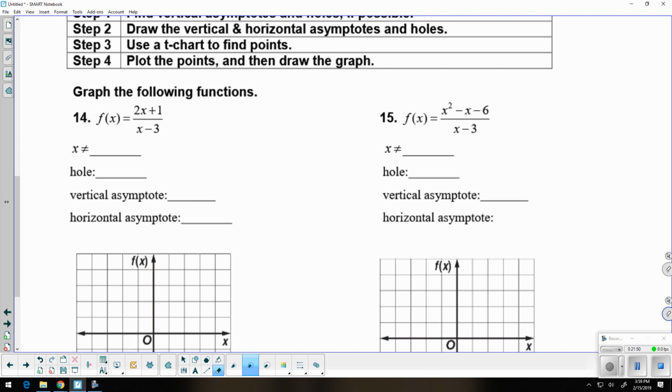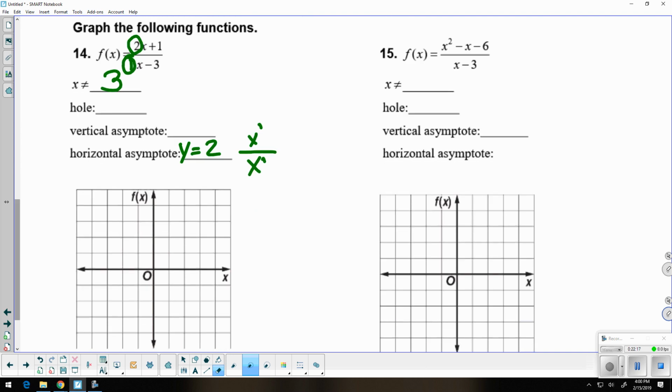All right, so for the first one, first of all, what makes this undefined? x = 3. Again, let's find the horizontal asymptote before anything else. So compare your two degrees. You have x on top, x to the first power, and an x in the bottom. Since they're both x to the first power, you want the leading coefficients, which would be 2 over 1. So at y = 2, you have a horizontal asymptote. Let's go ahead and graph that. So here's my horizontal at y = 2.